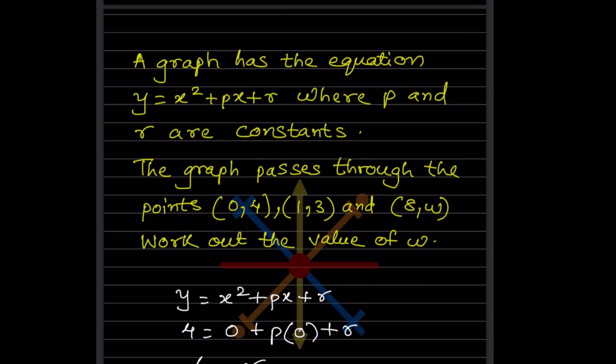So the next one, the graph has the equation y is equal to x square plus px plus r, where p and r are constant. And the graph passes through the points. These are the points given. And you have to work out the value of w. You have to find out this value of w. So this equation, we'll write it over here first.